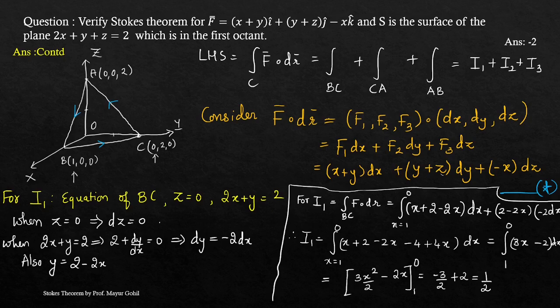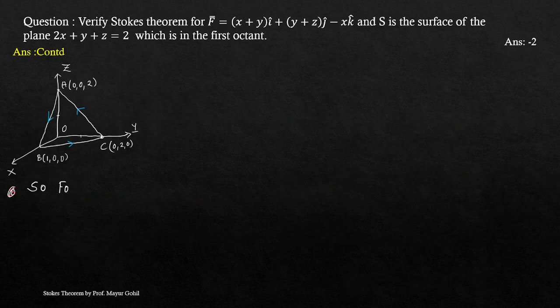Now similarly we will calculate the integral I2. Let us go for that. I2 is the integral of f bar dot dr bar. Now when we do this integral, we have to be slightly careful because the equation is going to change and we are not going to have the x component over here.